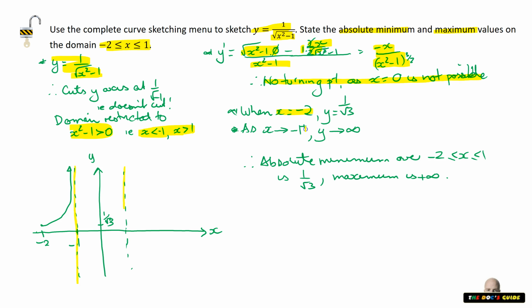And as x tends towards minus 1 from the negative side, so as we put values of x in here which are a little bit further to the left than minus 1, we're going to get y tending to plus infinity. So over our required domain, the absolute minimum is going to be at 1 on root 3, and the maximum is actually plus infinity because the curve goes off to infinity.